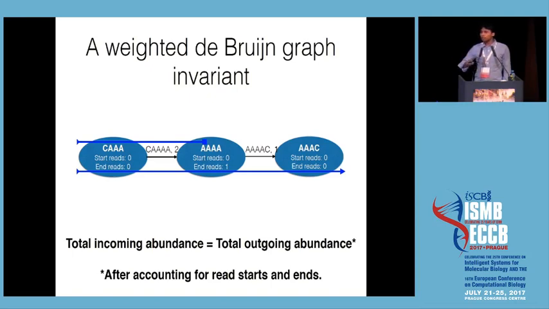So for each node in the weighted de Bruijn graph, we store or remember some extra information about that node. And that information is how many times that node appears at the start of any of the reads, or how many times that node appears at the end of any of the reads. And using this information, we can enforce this weighted de Bruijn graph invariant on all the nodes in the weighted de Bruijn graph and fix all these errors.